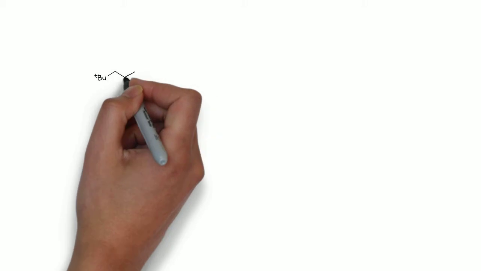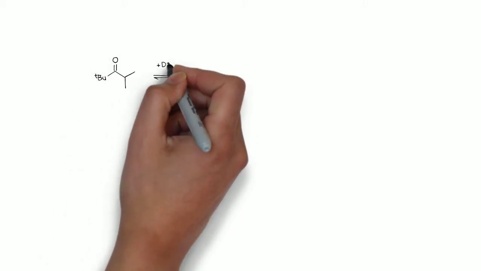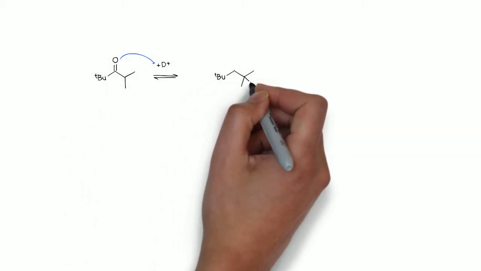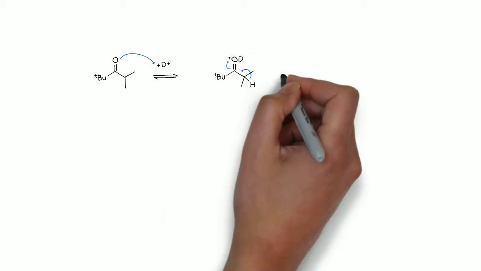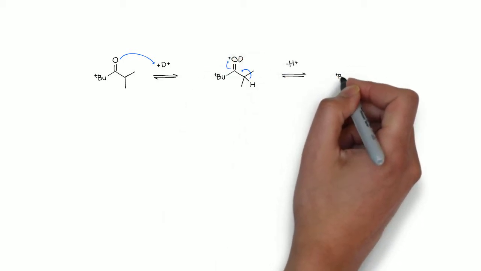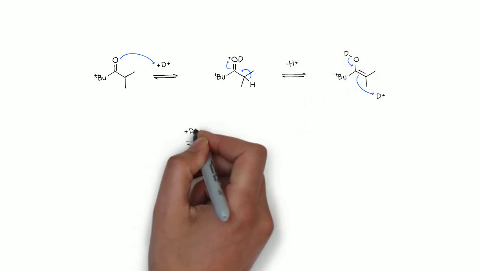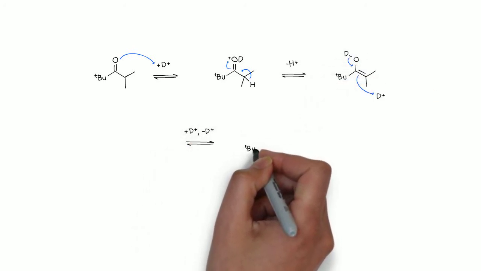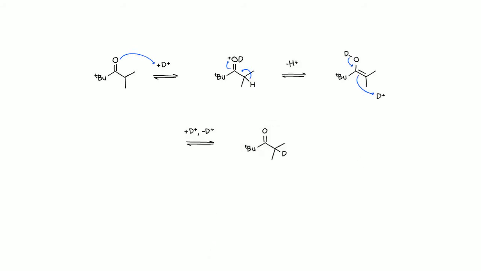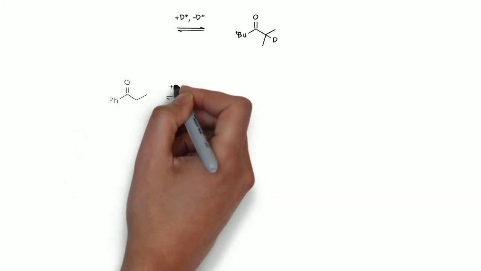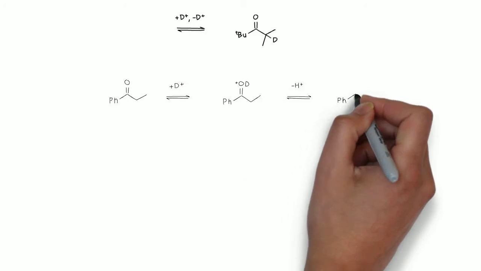Imagine what would happen then if we take a ketone in deuterated acid. The deuterium would add to the oxygen, a proton would be removed to form an enol, but if that enol was again deuterated on the carbon, we have substituted the alpha CH with an alpha CD. Every CH in an enolizable compound could be exchanged with deuterium.